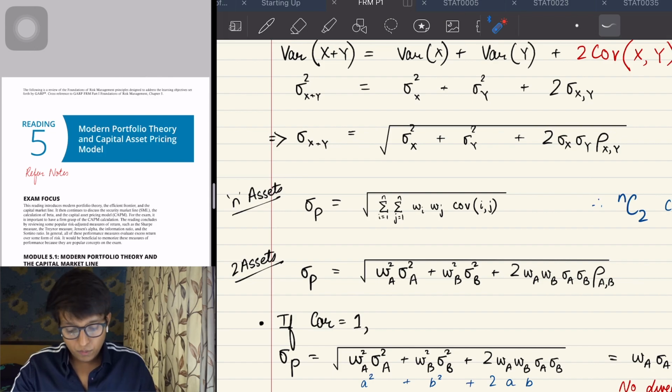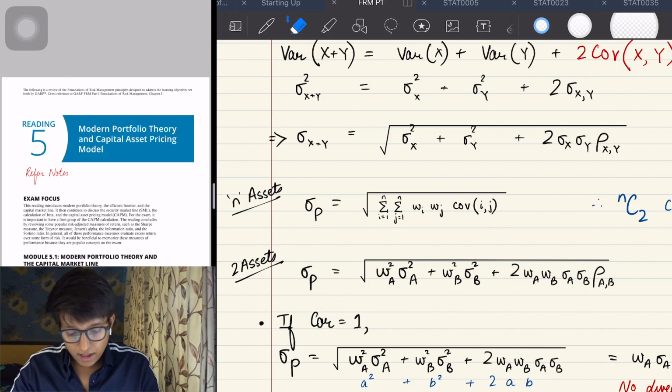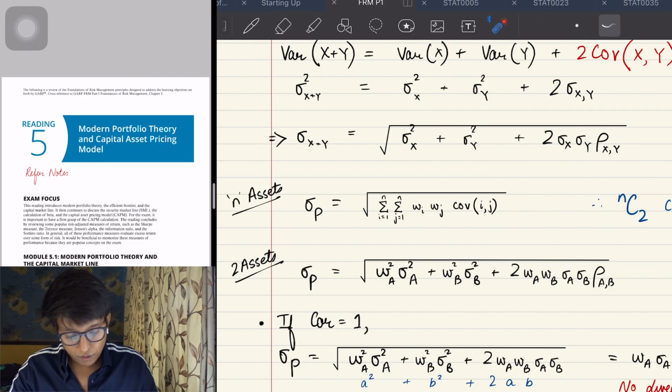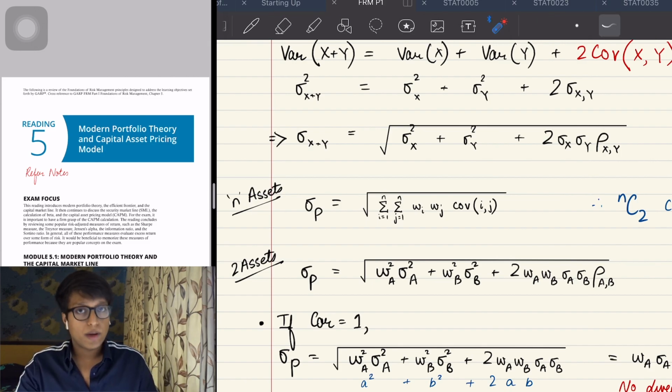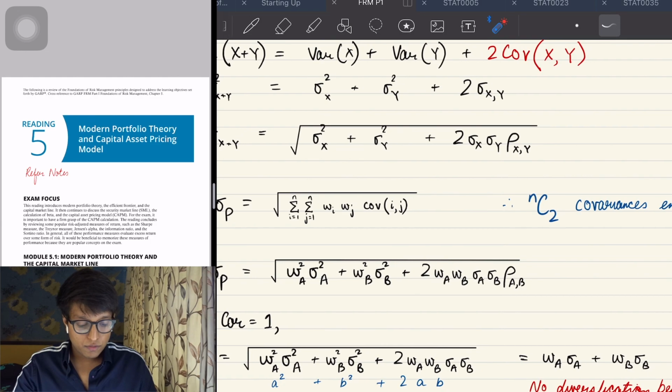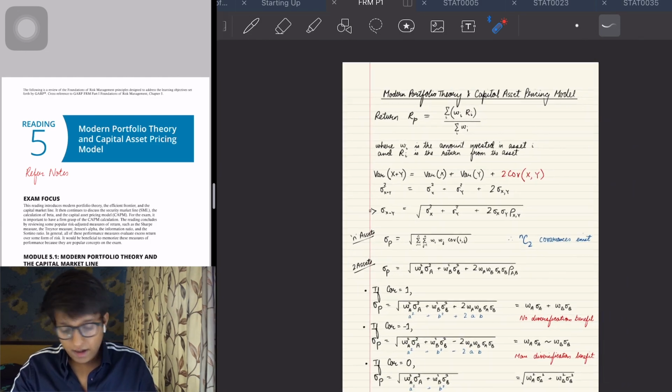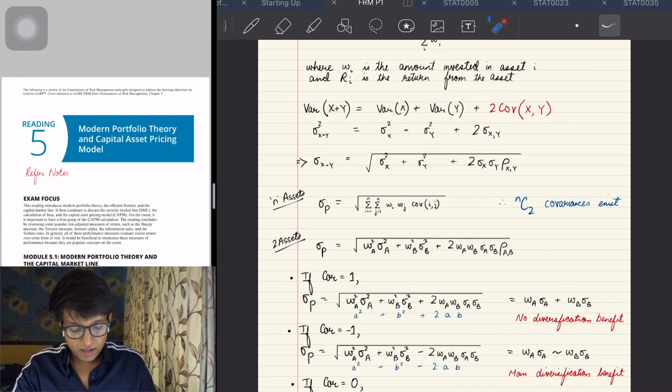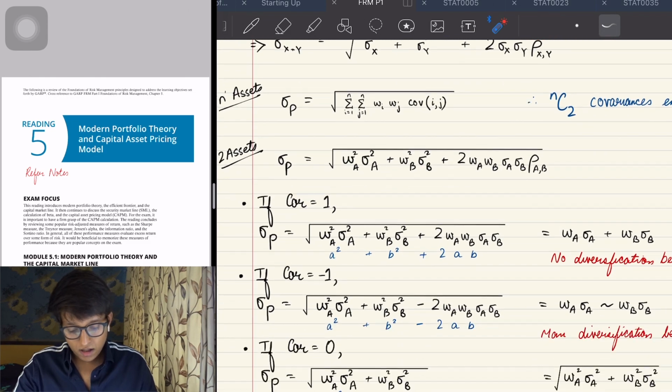This is fairly important when you're considering two assets. So the standard deviation of the portfolio would be sigma squared A, for asset A, sigma squared A into the weight assigned squared, plus the same thing for B, plus 2 into WA, WB, sigma A, sigma B, multiplied by the correlation of A and B. And this, you take the square root of all that. It's fairly simple, just know this formula.